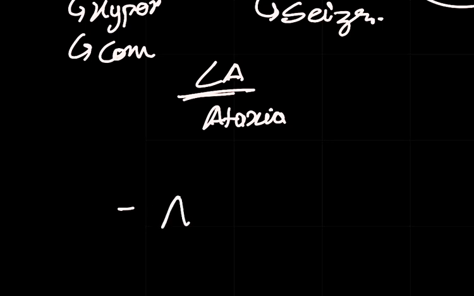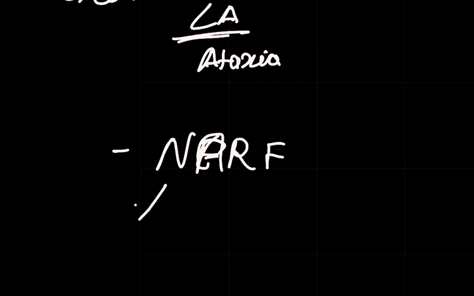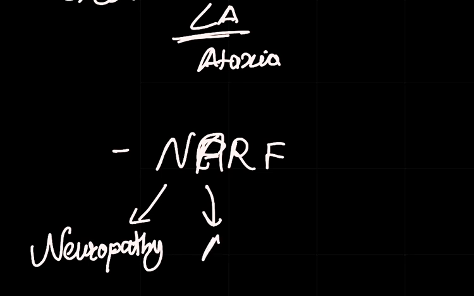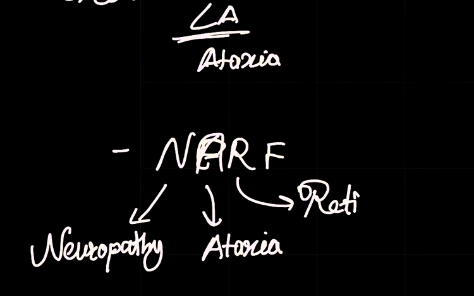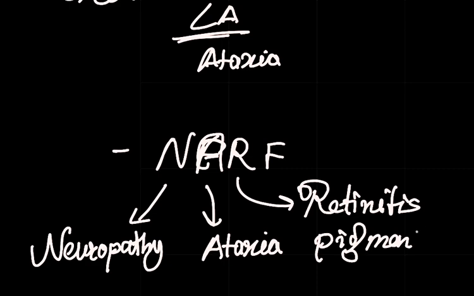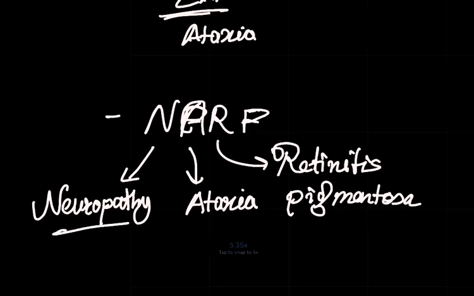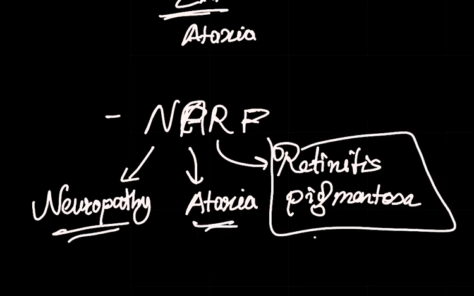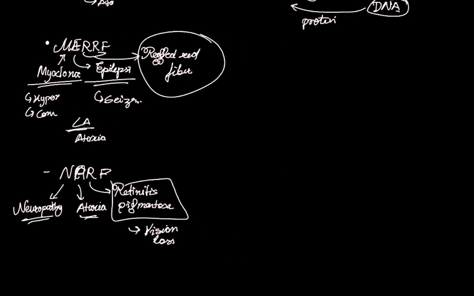Now let's talk about nerve. I think it's more of a nerve. Okay. In nerve we have neuropathy. Yes, you get a lot of neuropathy. Ataxia, retinitis pigmentosa. It is NARP. Okay, now in this disease you can see there can be neuropathy, ataxia and retinitis pigmentosa, which can lead to vision loss. Obviously lactic acidosis is also there. So yeah, most of the symptoms that you observe in this disease are very similar to its name.